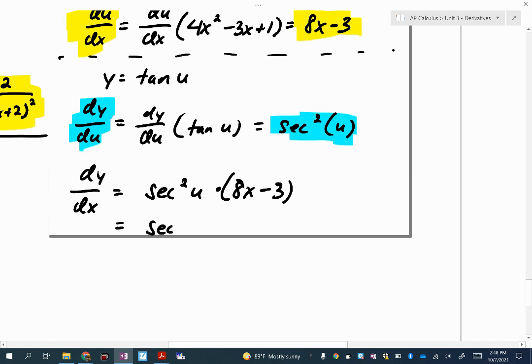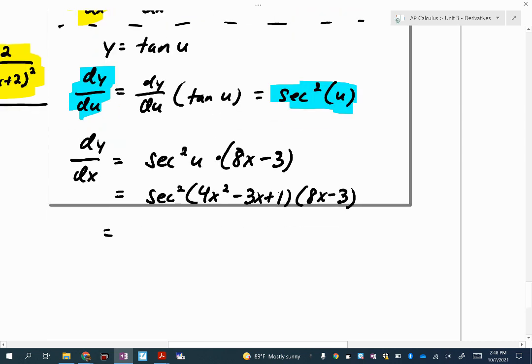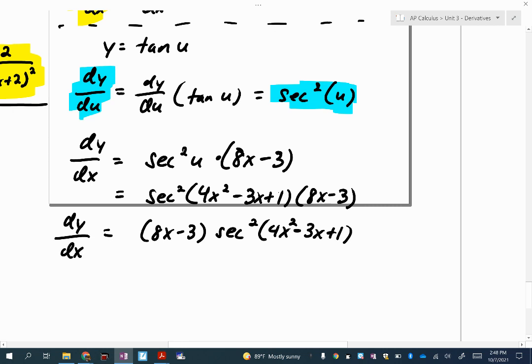We have to replace u with 4x squared minus 3x plus 1. All right, so to simplify it, you get 8x minus 3 times secant squared of 4x squared minus 3x plus 1. That is dy over dx.